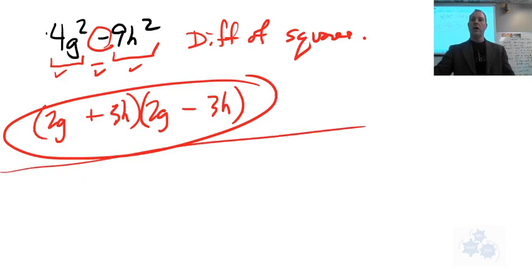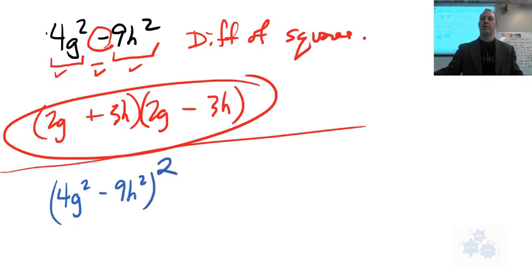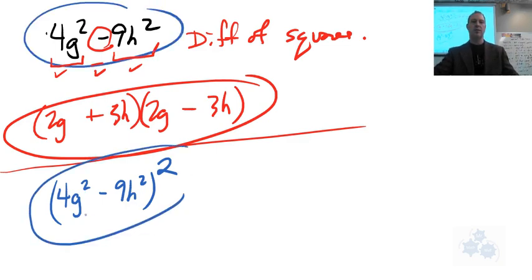Now, some of you are getting that mixed up with something like this. Okay, watch this now. 4g squared minus 9h squared. If we were to square this, that's a different question, isn't it? If you were to multiply that out, that's a different question. So this is expanding. All right? And some of you, I don't know if this is an issue, but these are different things. Factoring this, expanding this out. You have to do the FOIL method. I'm not going to do that one, but just so you know, those are different.